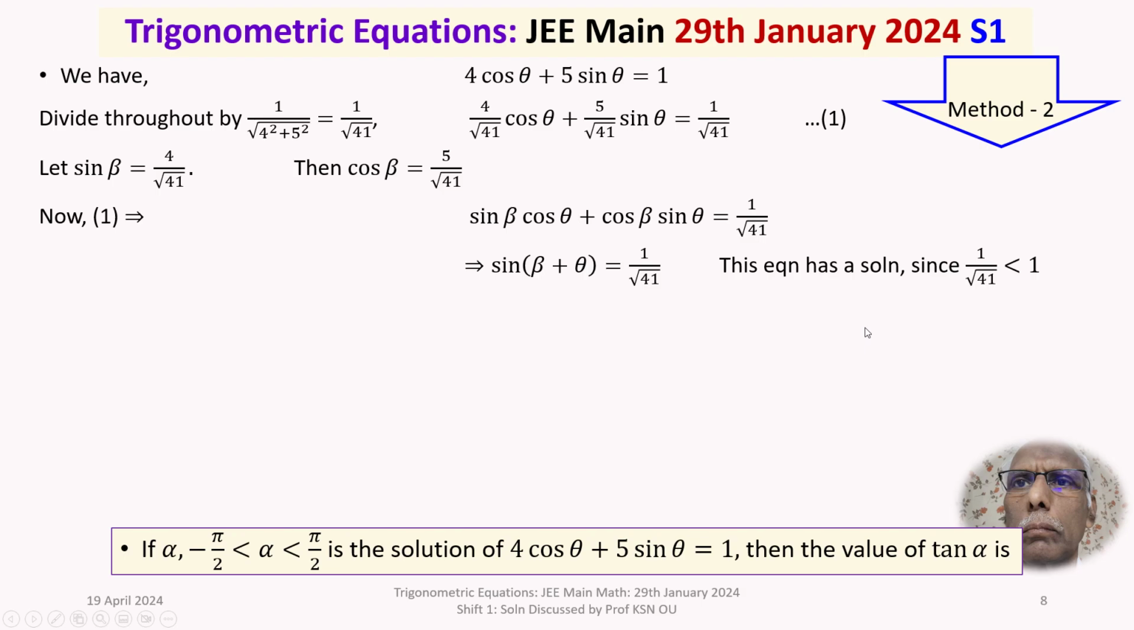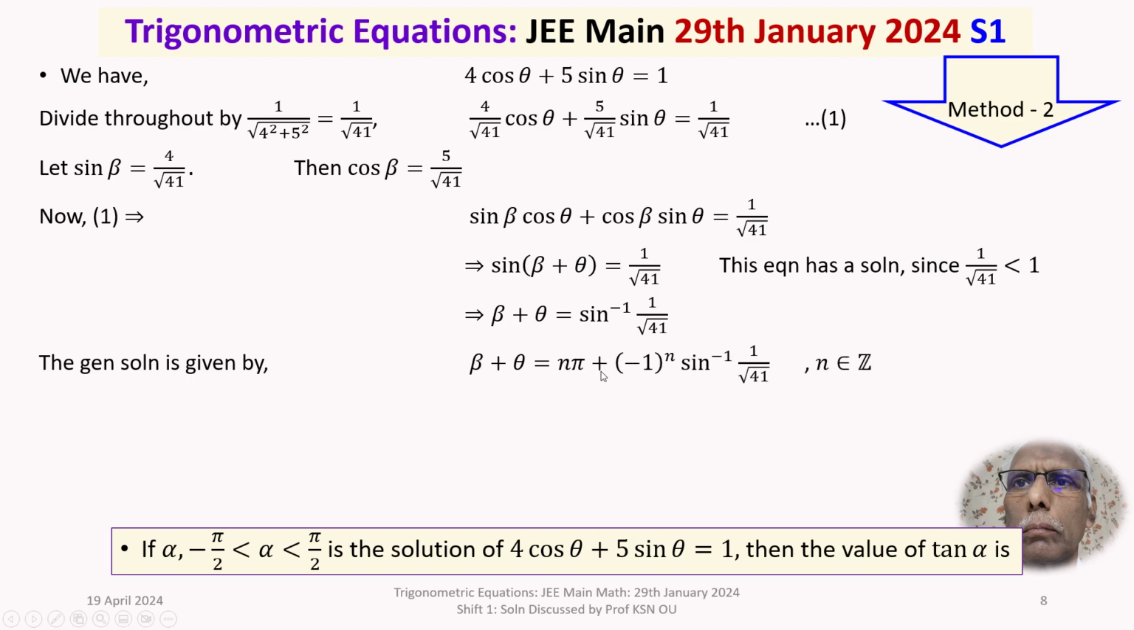Right. Now let us write down the general solution. Sin of beta plus theta is equal to 1 by root 41. Then beta plus theta is equal to sin inverse 1 by root 41. What we have written here is the principal value. Now we write its general solution. The general solution for beta plus theta is equal to n pi plus minus 1 to the power of n into the principal value sin inverse of 1 by root 41, where n belongs to Z, the set of integers.